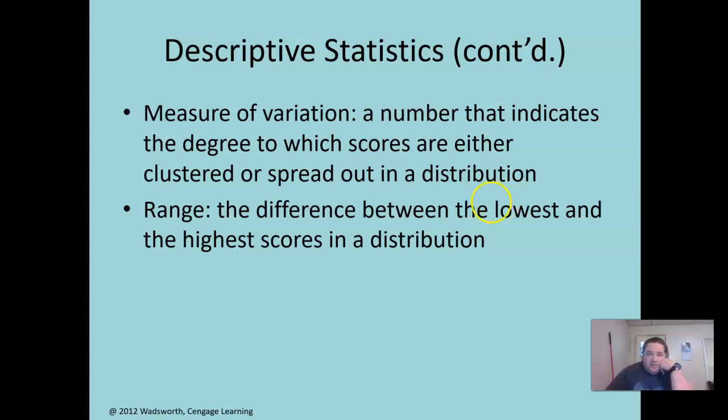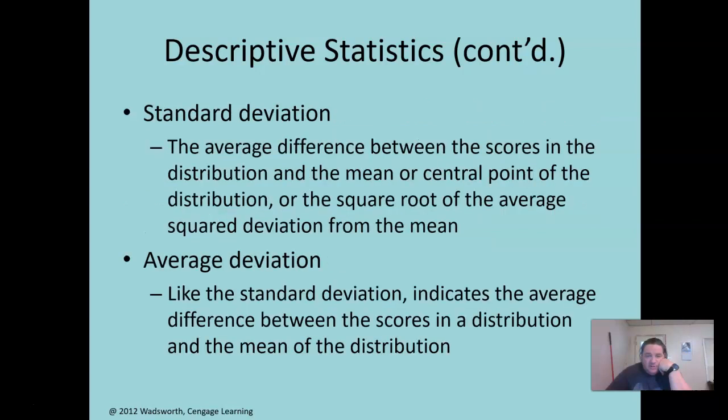The measure of variation is a number that indicates the degree to which scores are either clustered or spread out in a distribution. The range is basically the difference between the lowest and the highest scores in a distribution. And we'll see more of these as we go along.